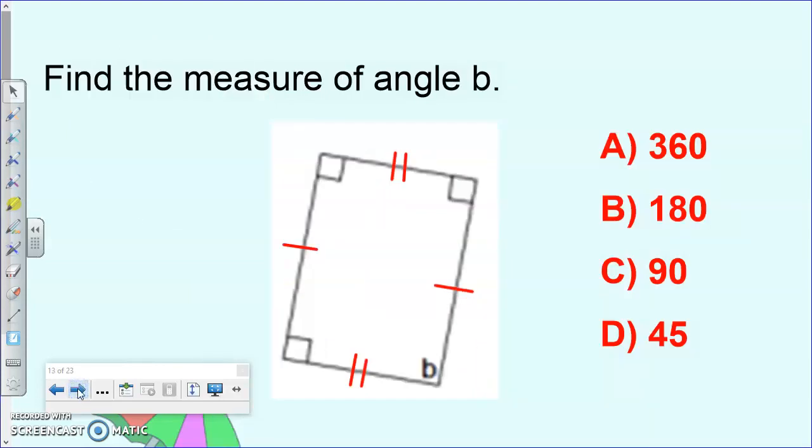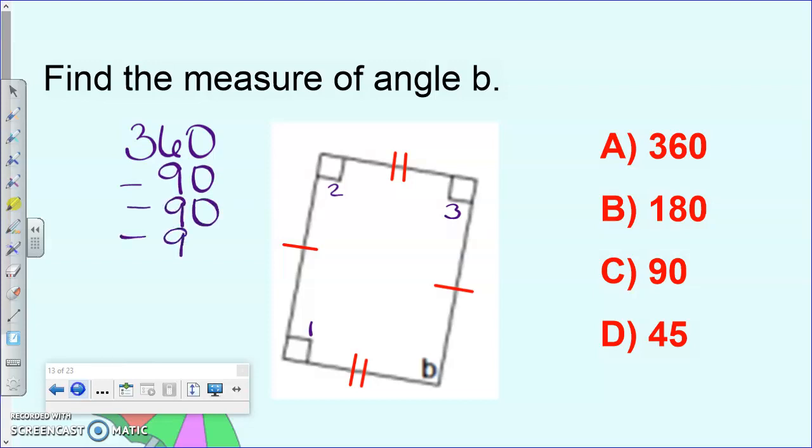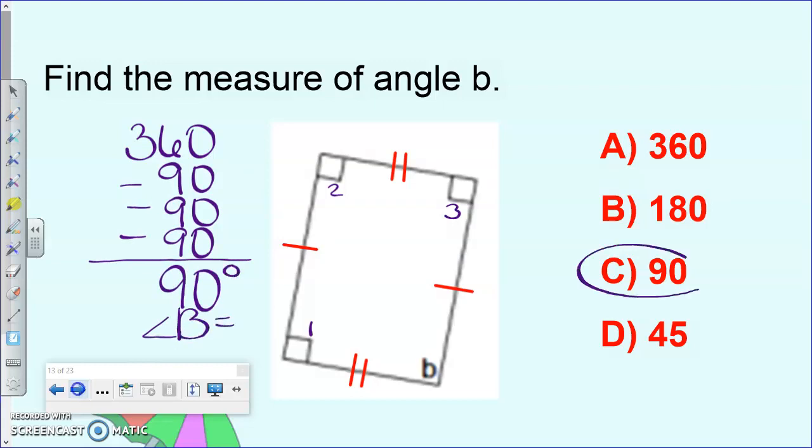Moving on to find the measure of angle B. So we know that all quadrilaterals' angle measurements add up to 360 degrees. Here I have 1, 2, 3 angles that have little squares in them, so we know that means they're 90 degrees. So I'm going to subtract off 3 90-degree angles. When I do that, I'm left with 90. So angle B is 90 degrees, which is C.